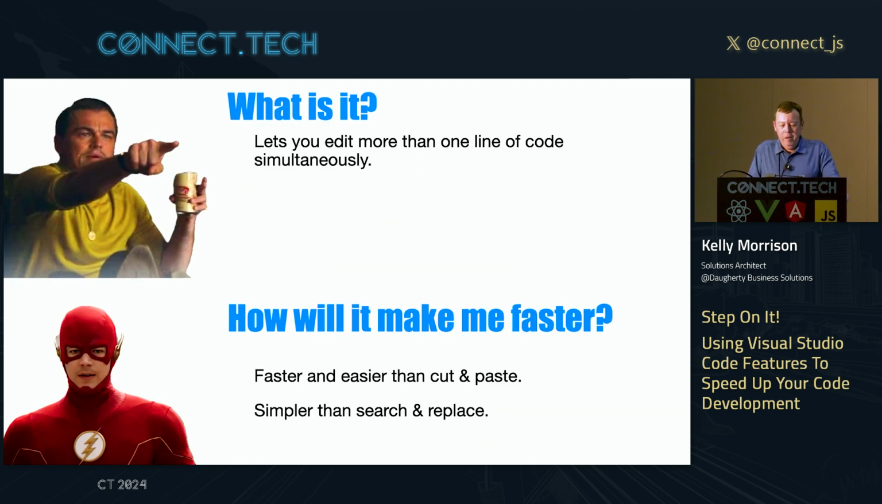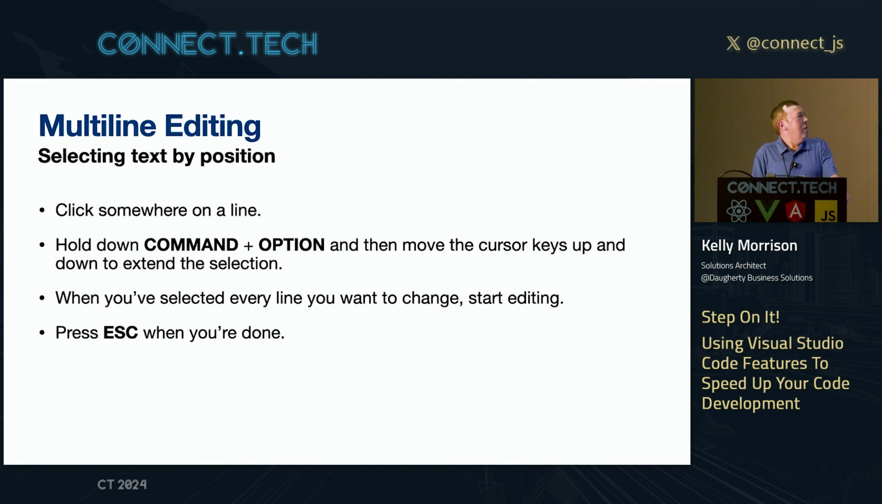What multi-line editing does is let you edit more than one line of code simultaneously. This comes in really helpful, especially when you're doing snippets, and I'll show you why in a few minutes. It makes you faster because it's easier than cut and paste, and it's simpler than search and replace. A lot of times you want to change one word, but you don't want to change it everywhere, you just want to change it in a particular location. So multi-line editing is useful for that. Here's how you do it.